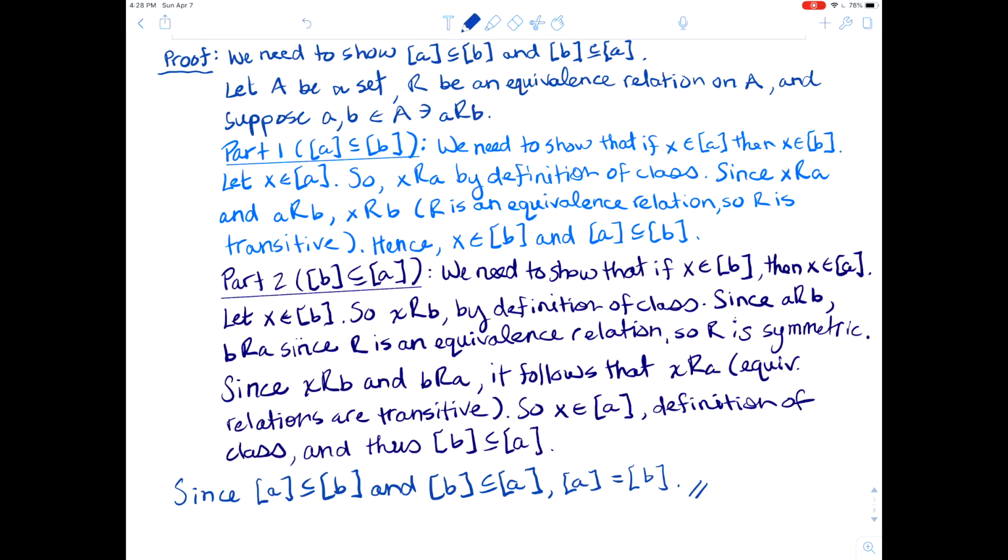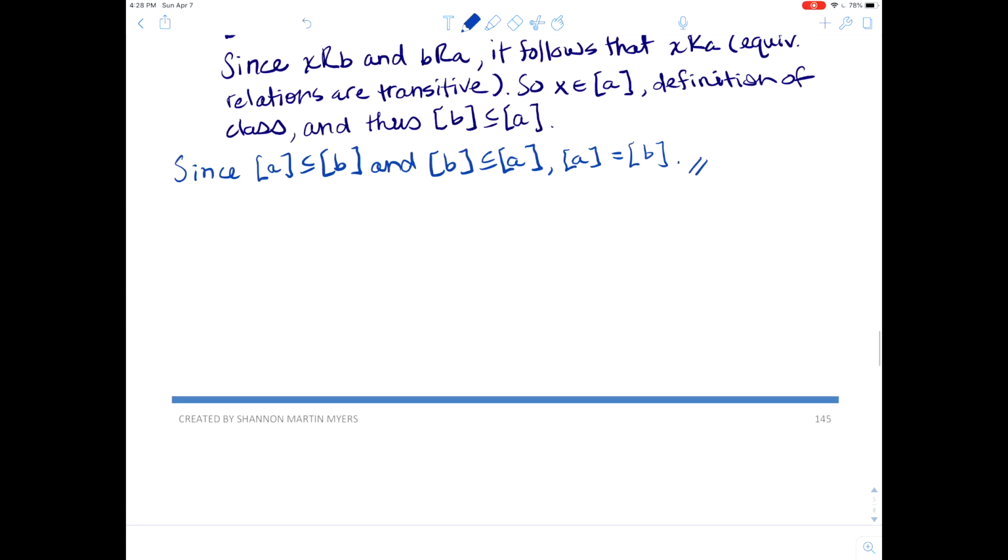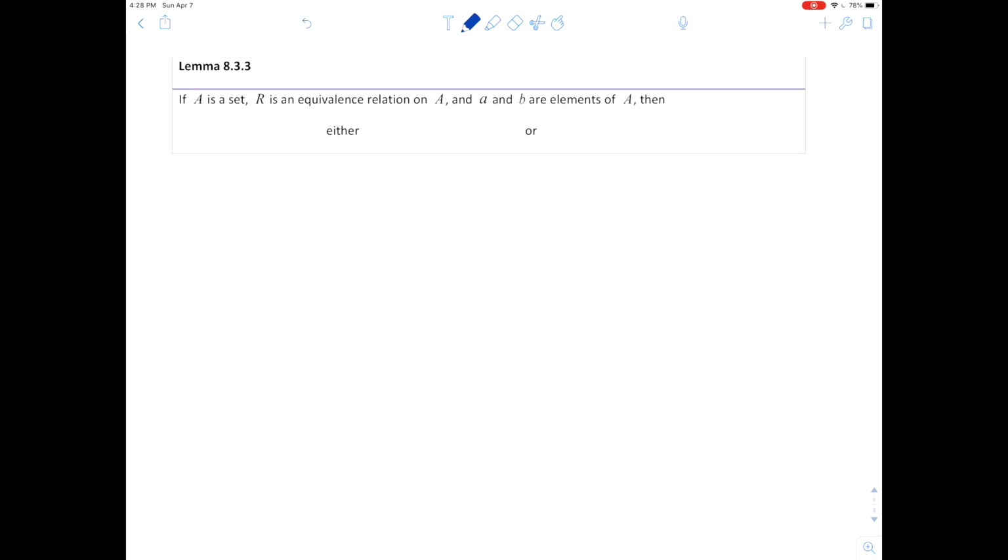Cool proof, huh? All right, so next up, we've got this lemma 8.3.3, where if A is a set, R is an equivalence relation on A, and a and b are elements of A, then either the class of a intersect the class of b equals the empty set, or the class of a equals the class of b. And we saw that in our last couple of examples, all right?